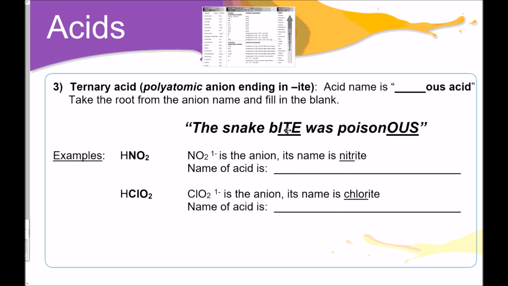So ite changes to ous this time. H, we know it's an acid, NO2. NO2 is nitrite. So nitrite turns into ous, so nitrous acid. And please don't forget to add the word acid. This is not nitrous, it's nitrous acid. Okay, ClO2 is chlorite, which changes to chlorous acid.